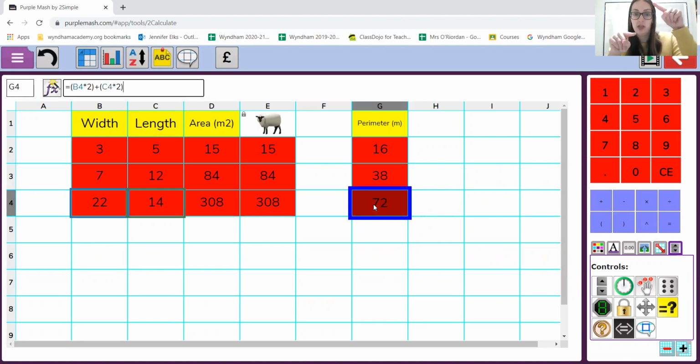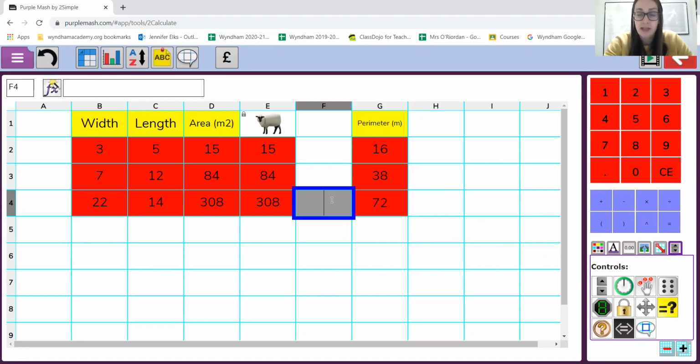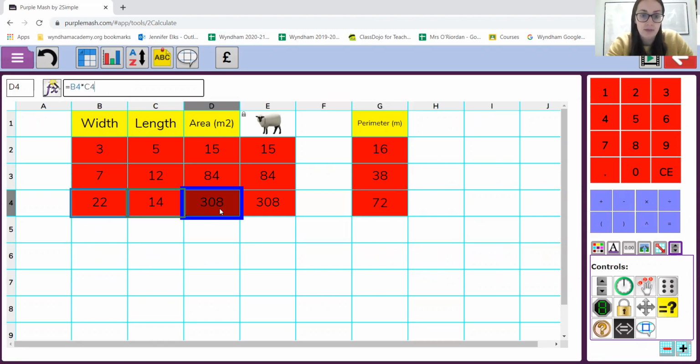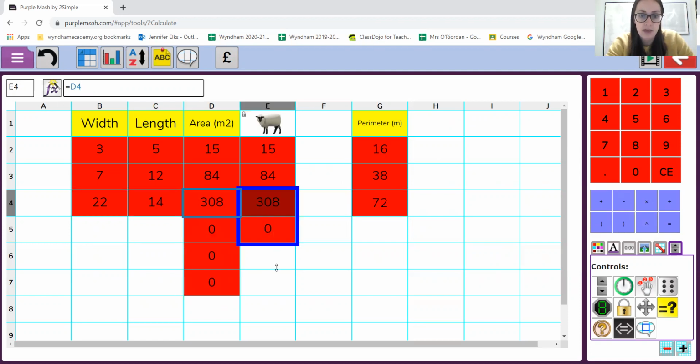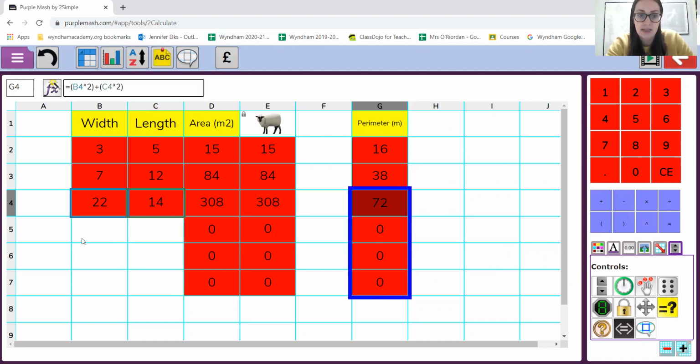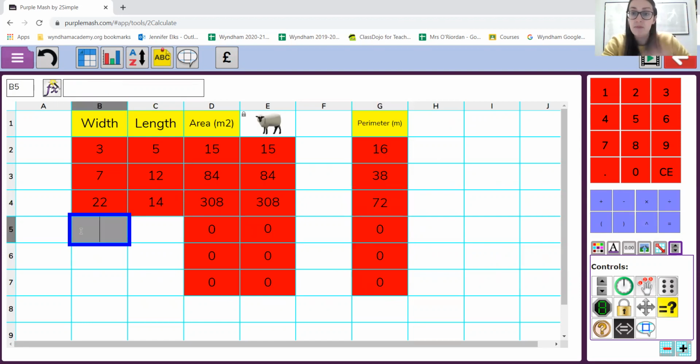Last one, 22 and 14. So you'd have 22 and 22, which would be 44. 14 and 14, which would be 28. Add them together, 72. So here, if I drag these formulas down, and I drag these formulas down, I can now put in any width and any length, and it will tell me the area and the perimeter without me having to work it out. So if I gave you a maths question from the other day, like this one here, could you put this into your formula machine, your perimeter and area machine, and can you work out the area and the perimeter? Off you go.